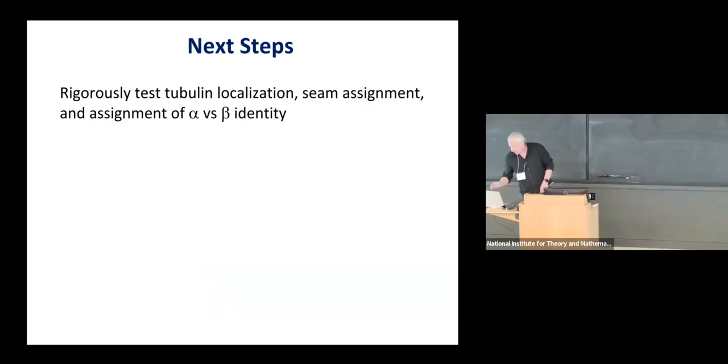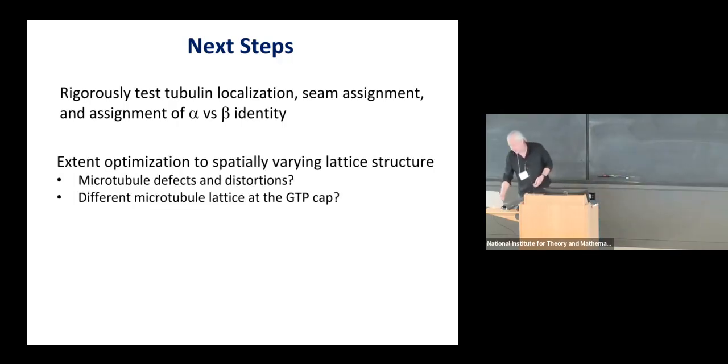All right, so then I'll finish up. Next step: we want to rigorously test this tubular localization, seam assignment, and assignment of alpha and beta identities. The idea is to do something similar to what Nico and Brownman have done. For example, Evan Nogales has shown that the structure of the microtubule at the seam is different than elsewhere in the protofilaments. We can ask whether we can leave that out of our template matching and then recapitulate it, actually do a reconstruction of it. That will show that this is really working like we think it is.